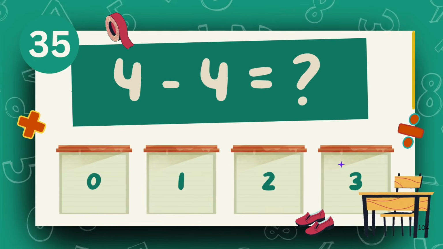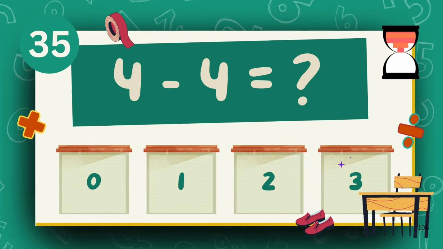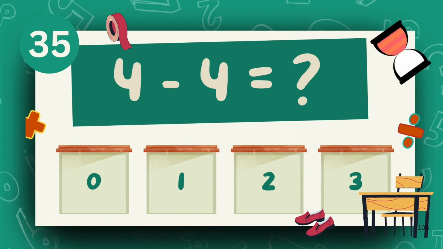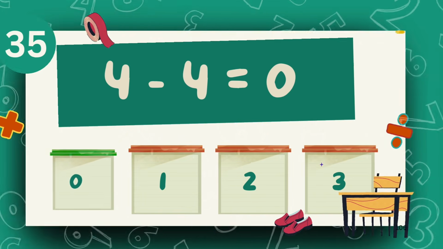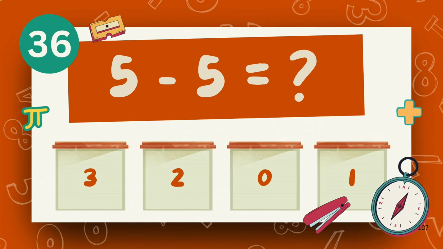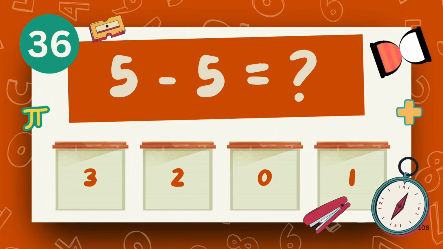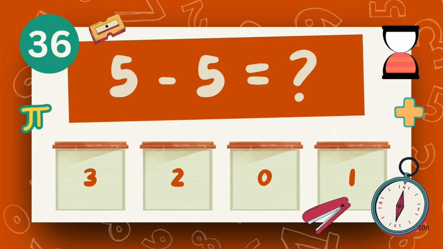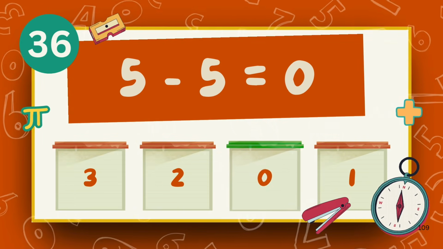What is 4 minus 4? The answer is 0. What is 5 minus 5? The answer is 0.